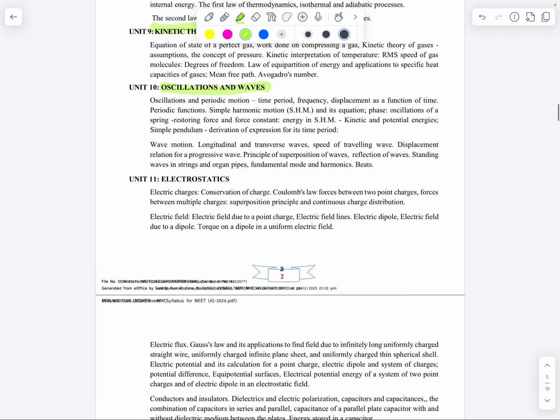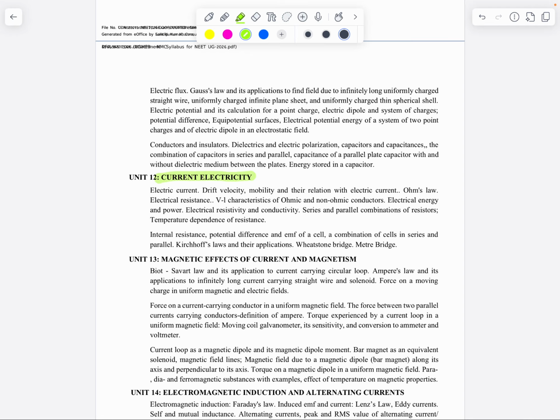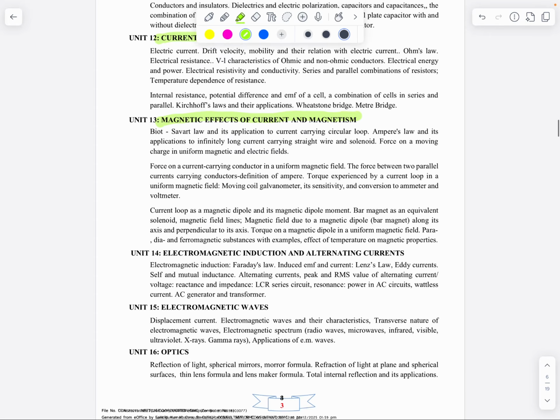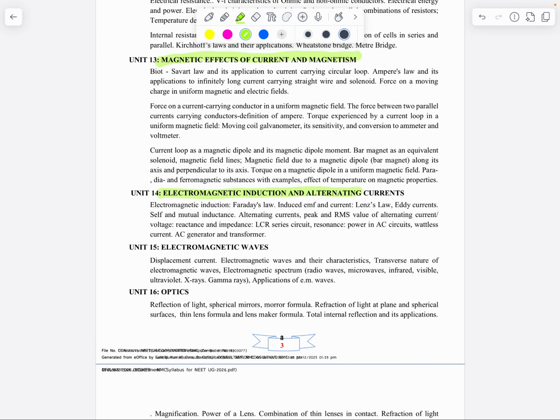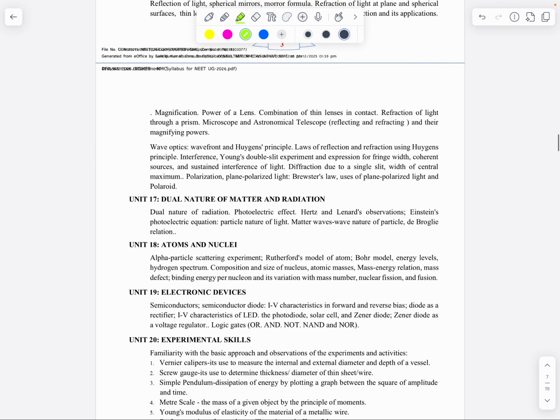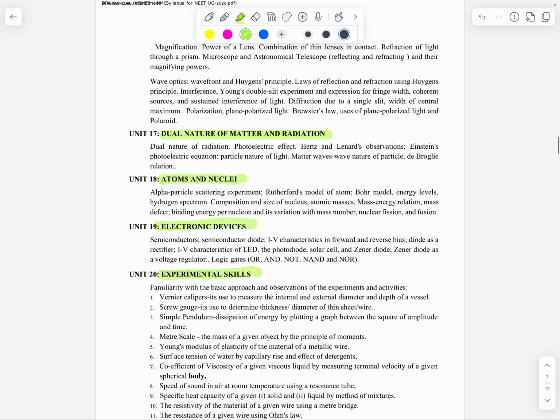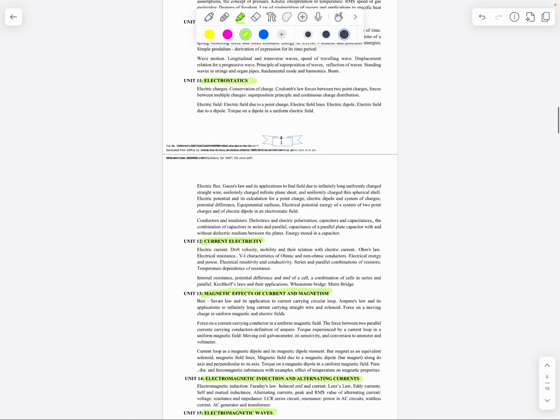So the class 12 part is electrostatics, current electricity, magnetic effects of current and magnetism, electromagnetic induction and alternating currents, EM waves, optics, that is ray optics and wave optics, dual nature of matter and radiation, atoms and nuclei, electronic devices, that is semiconductors, and the experimental skills. So these are the topics for physics.